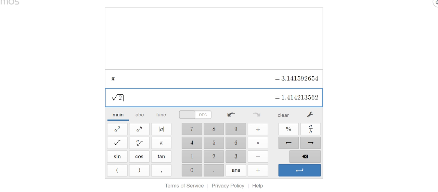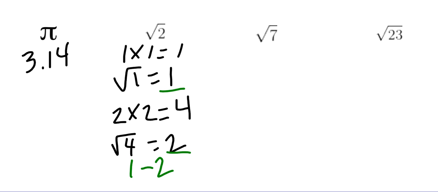And is that what our calculator told us? It sure did. 1.4. That is in between 1 and 2. Awesome. Let's try the next one without a calculator first, and then we'll go back and check. All right, so I already knew that 2 times 2 equaled 4. That's less than 7, so let's start there.